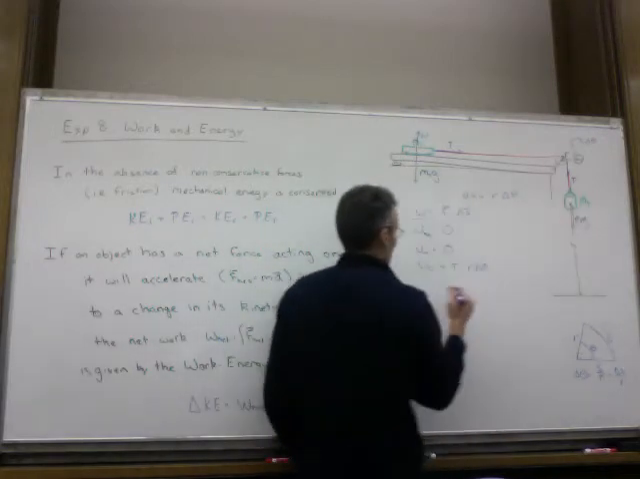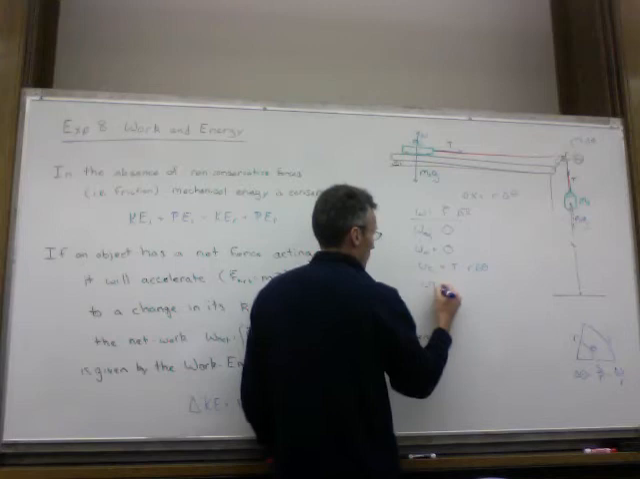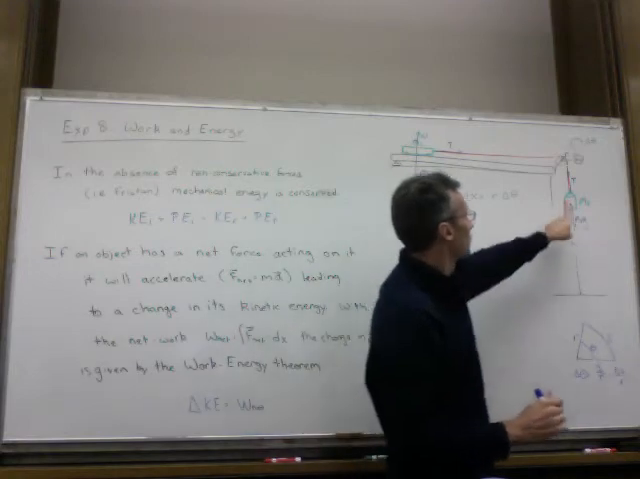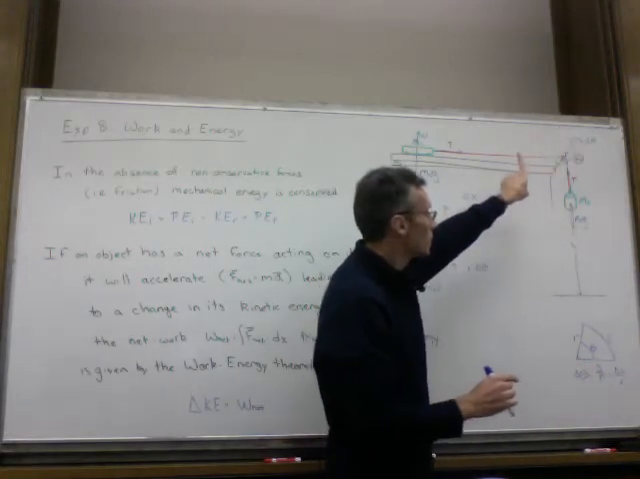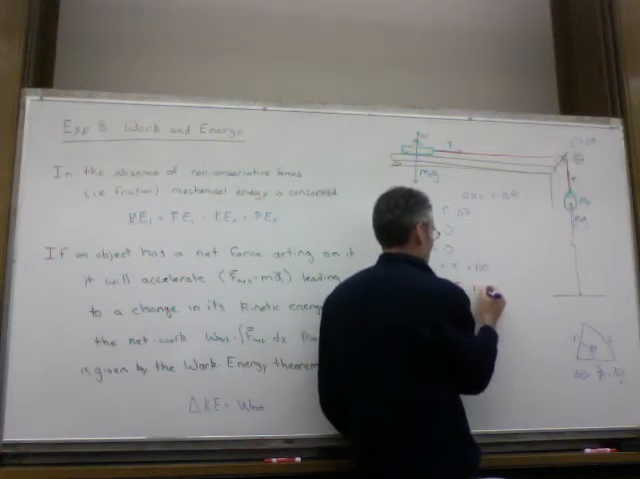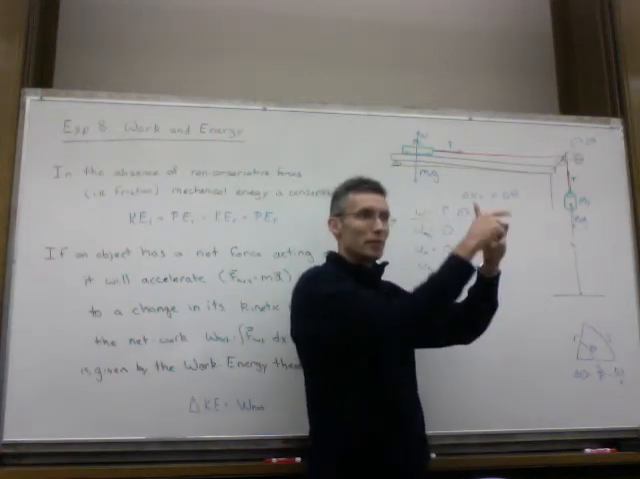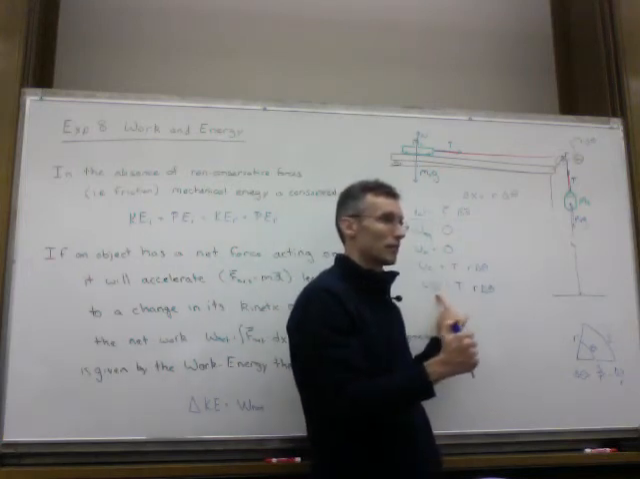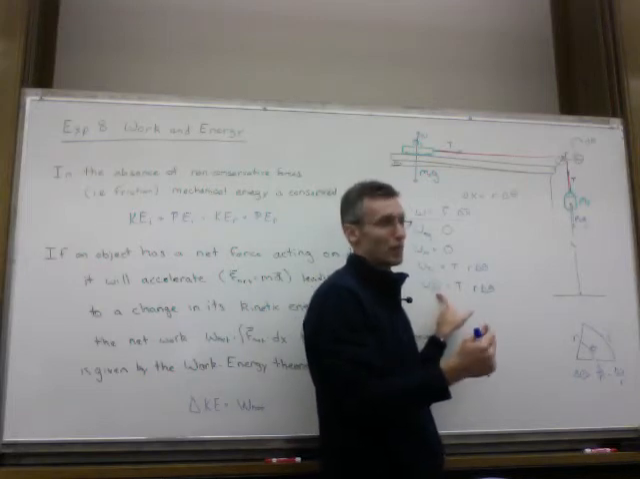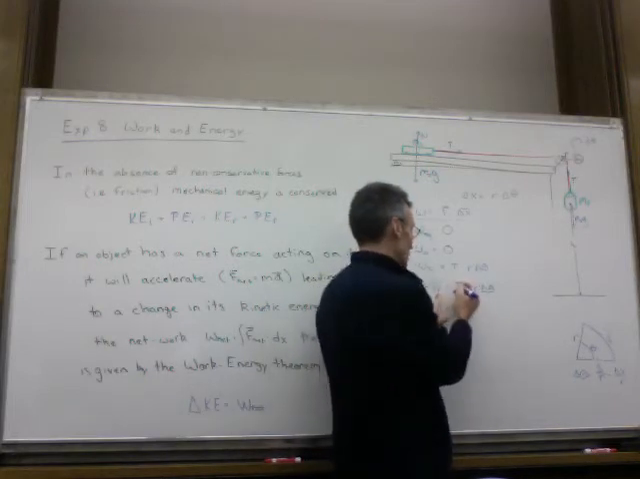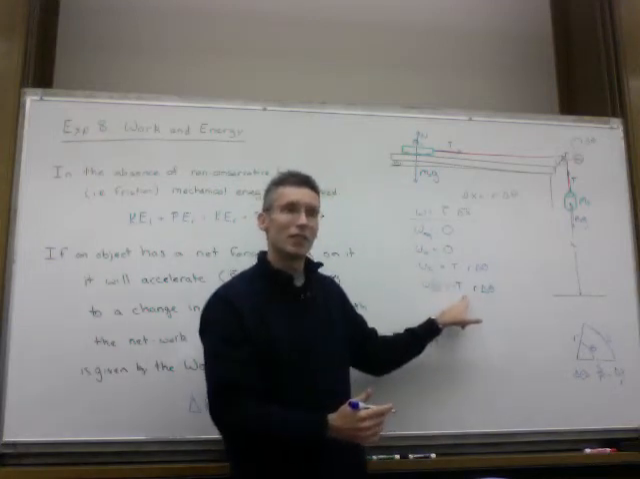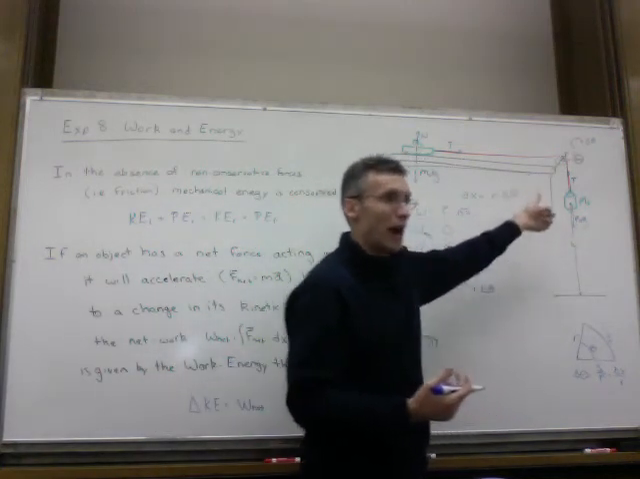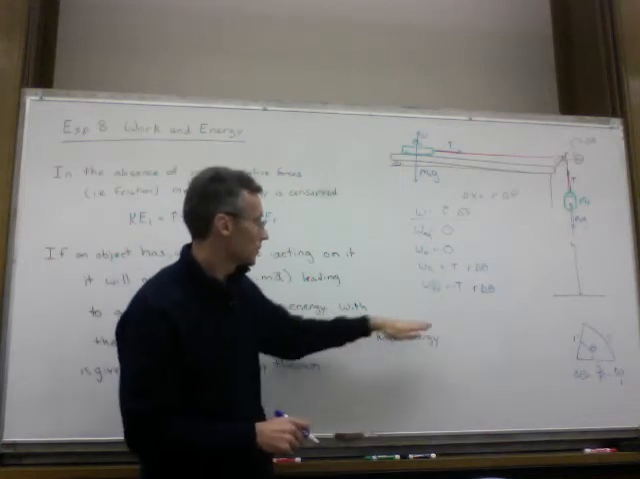What about the work done by tension on the falling mass? Tension points up. Displacement is still r delta theta, but what's the angle between them? Yeah, so what is the work? What's the cosine of 180 degrees? Yeah, so the work is negative. When an object moves in a direction opposite to the force acting on it, that force does negative work. So that's what we see there.